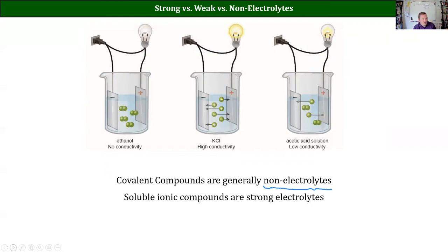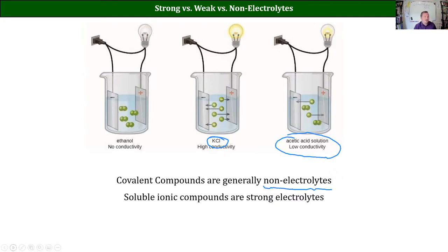Any soluble ionic compounds are strong electrolytes. And here's my example of acetic acid solution. So vinegar has a low conductivity because it's a weak electrolyte. The same amount of potassium chloride dissolved in water is a strong electrolyte.